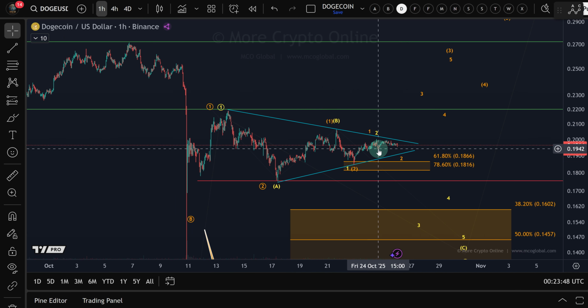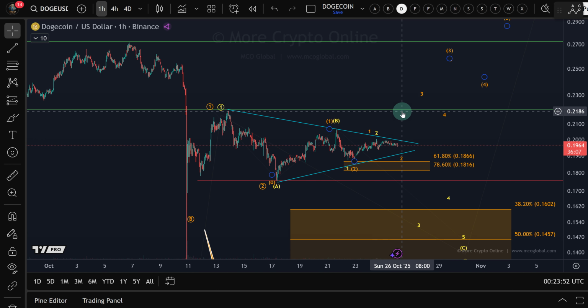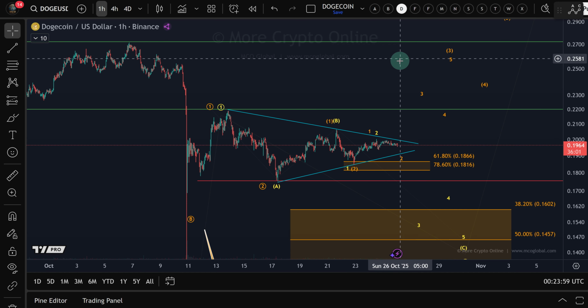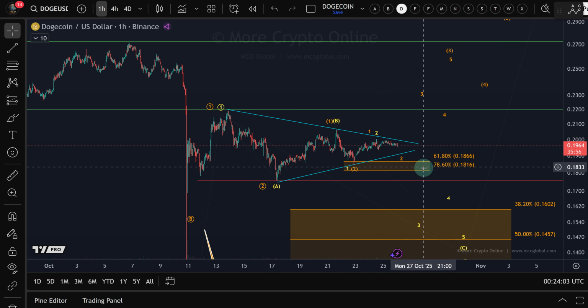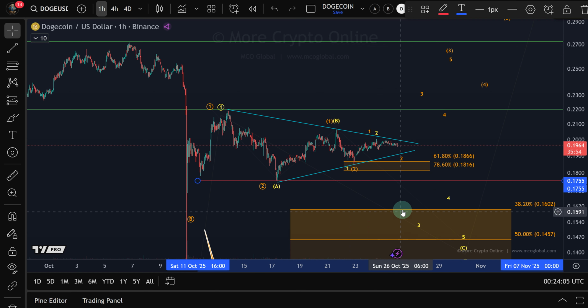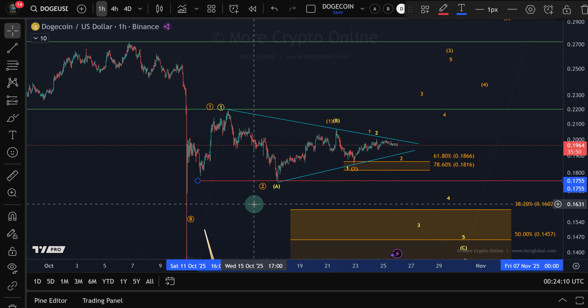Maybe tomorrow, around the weekly candle close. So breaking above that upper trend line takes us to 22 cents. Above 22 cents, this level up there around 27.2 cents will be important. In the orange count, a direct breakout is possible to the downside, 18.1 cents, and then 17.5 cents are the next support levels. So that's the update on Doge.